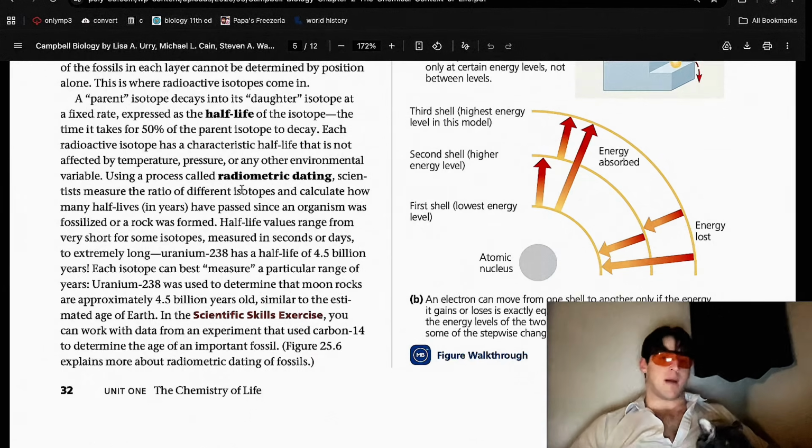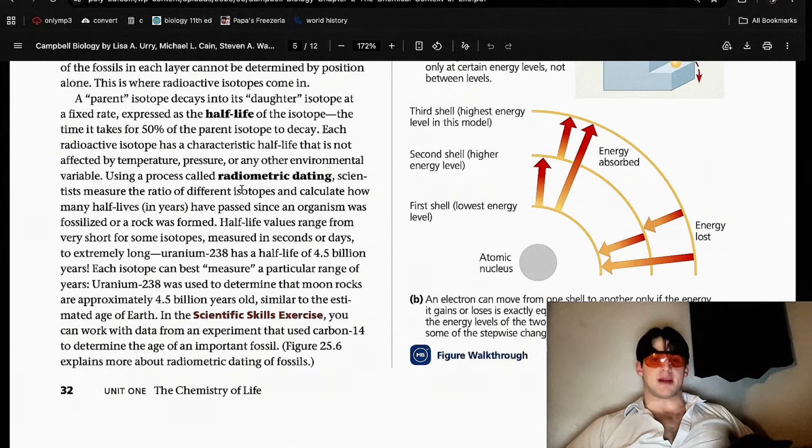A parent isotope decays into its daughter isotope at a fixed rate, expressed as the half-life of the isotope, the time it takes for 50% of the parent isotope to decay. Each radioactive isotope has a characteristic half-life that is not affected by temperature, pressure, or any other environmental variable. Interesting.